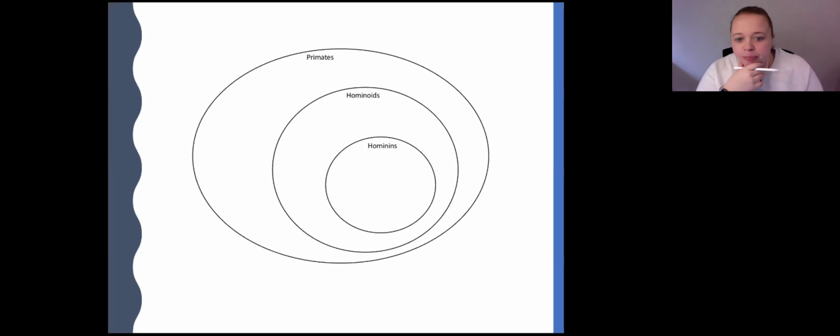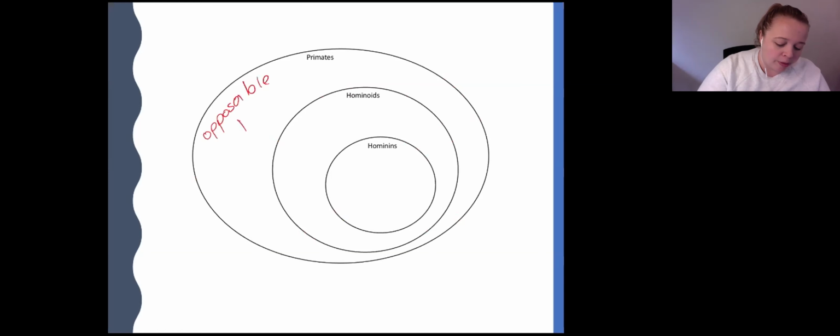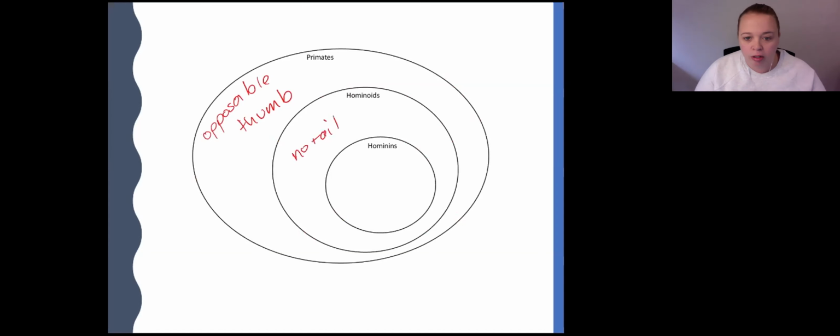So here is a little Venn diagram for you to do. Anything that the primates have should be present in the hominoids and the hominins. So things like the big one that I said here was going to be my opposable thumb. I want you to go back and have a look at what other features of primates are there. Then the next one are the hominoids. These guys in particular, I want you to focus on the fact that we've got no tail. The hominins, we've got speech, we've got flat faces. We've got a whole bunch of different things there.